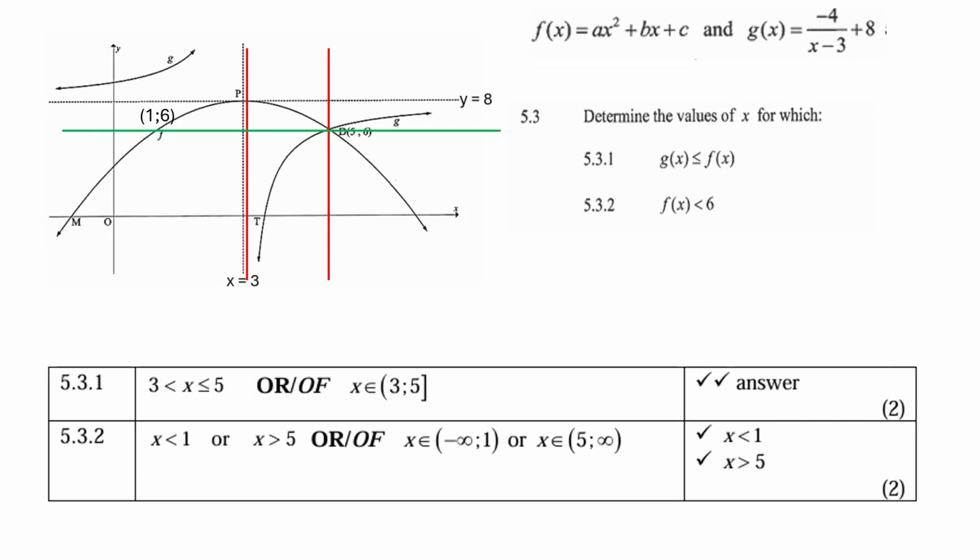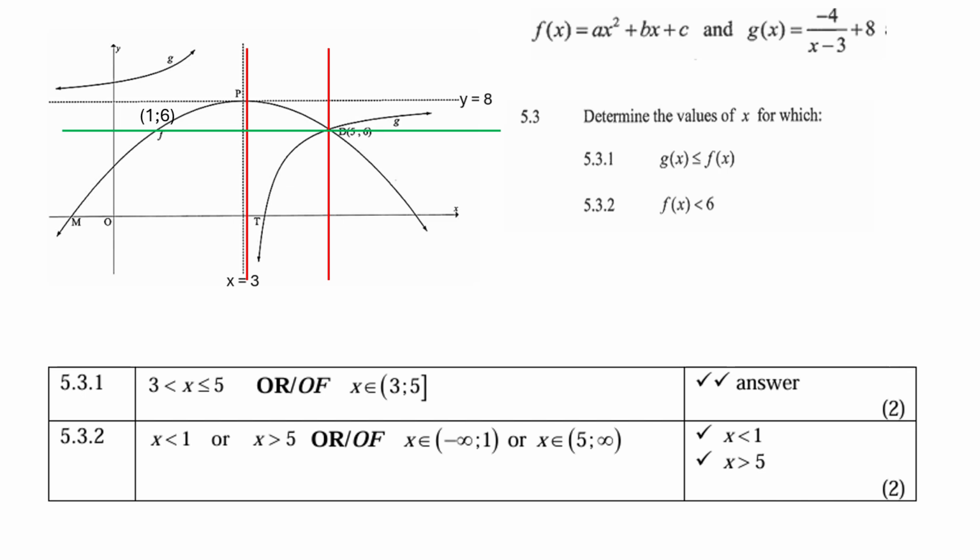Question 5.3, again determine the values of x for which 5.3.1, g(x) is less than f(x). Now remember, g(x) is the hyperbola, f(x) is the parabola. So where is the hyperbola below the parabola? If you look at your two red lines, you will see that is where it is below. So therefore it lies between the 3, which is the one asymptote, and the 5. So x is greater than 3. Take note, we can't include 3 as an asymptote, and then less than or equal to 5. So that will be your x values.